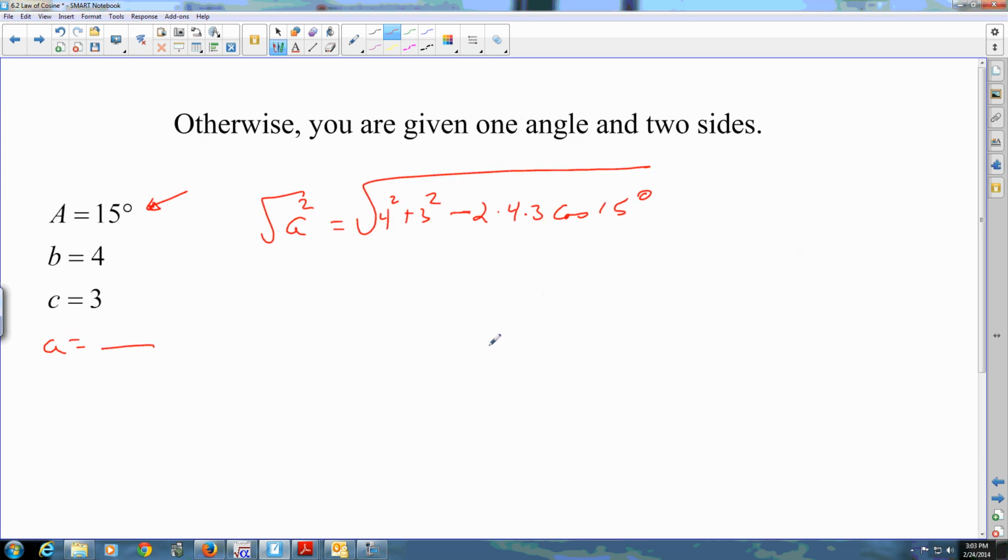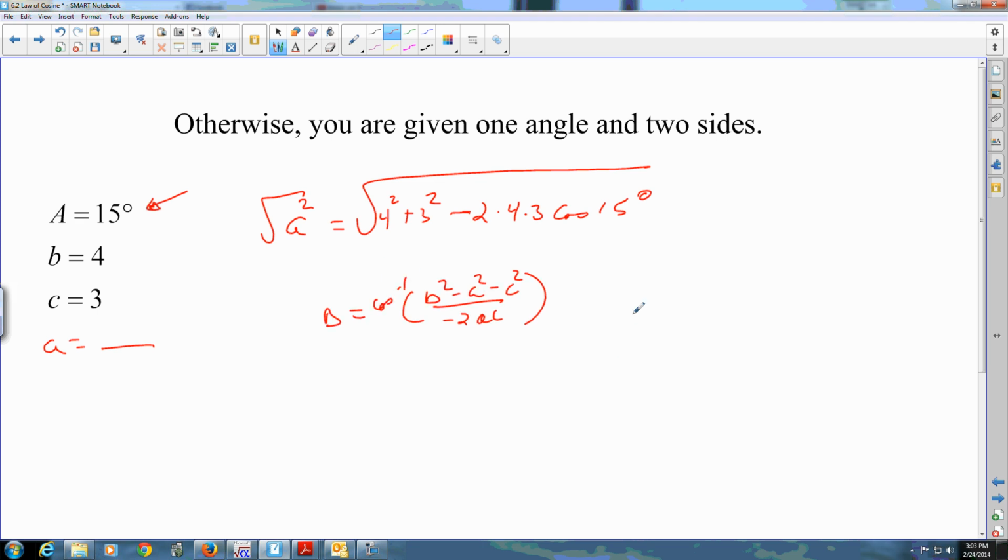I personally don't think it's worth memorizing the formulas for it. If you're good at memorizing and you want to do it, by all means do it. If you want to find angle B, then angle B is going to be equal to b squared minus a squared minus c squared over negative 2ac, and all you're doing is the inverse cosine of it.